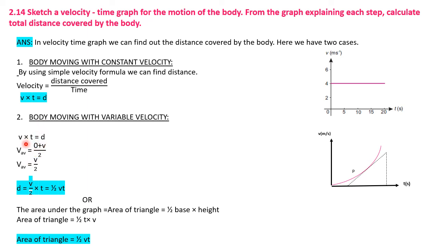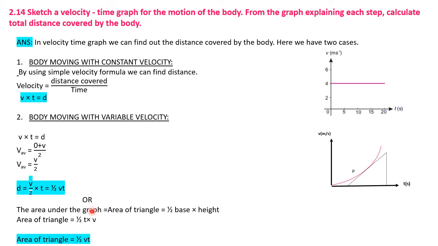Here we have to put the value of average velocity. Initially the velocity is 0 meter per second. Finally it is v meter per second. Here we don't have any particular scaled value, so we are taking the final velocity just as v. So average velocity is v divided by 2. By putting the values in this formula, v multiplied by t is equal to d, we get d is equal to v divided by 2 multiplied by t, which is equal to half vt.